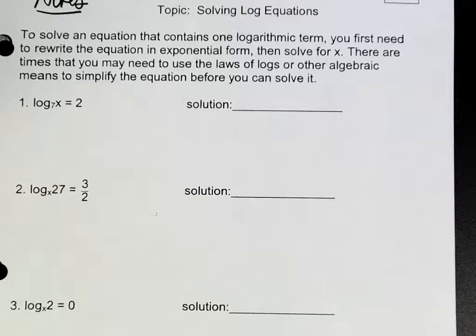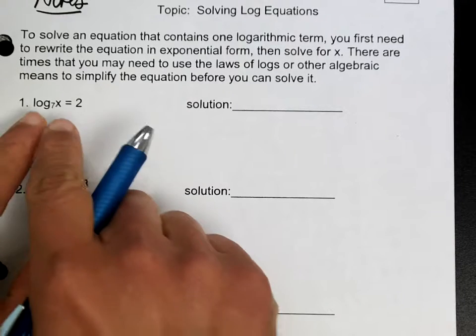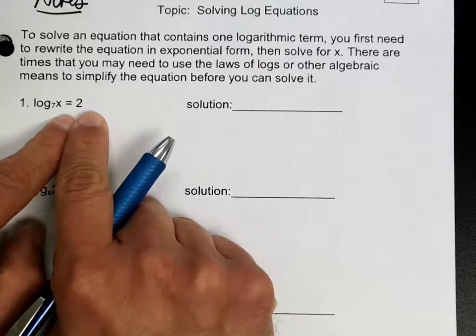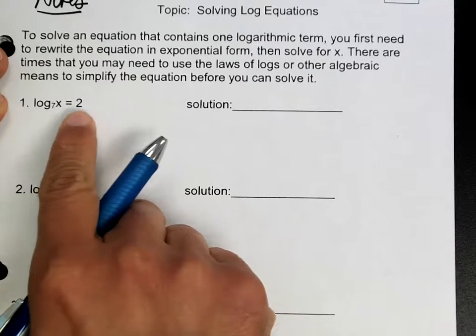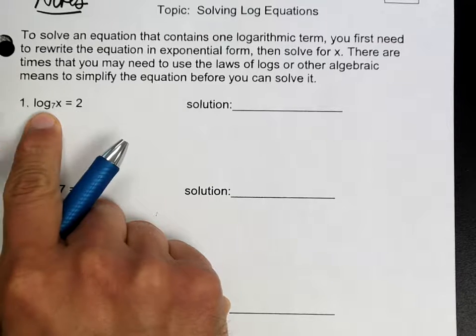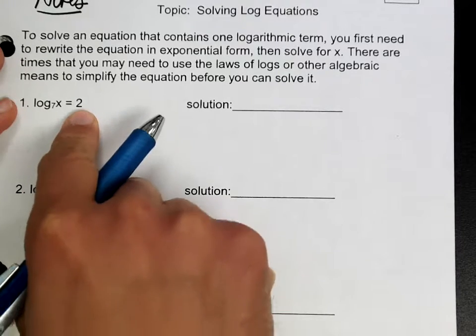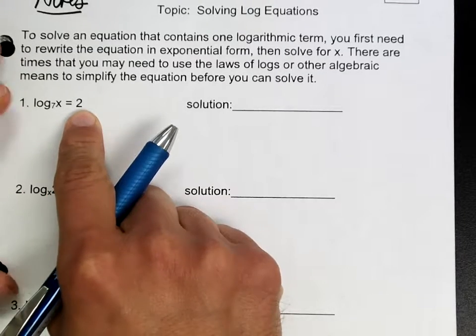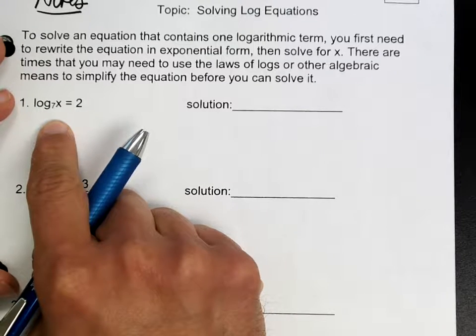So to solve these log equations, notice that on these equations you have one logarithm and one number, right? For all of these that look like this, every time you have a logarithm on one side of the equal sign and a number, or some quantity, on the other side, you're going to convert this into an exponential function.